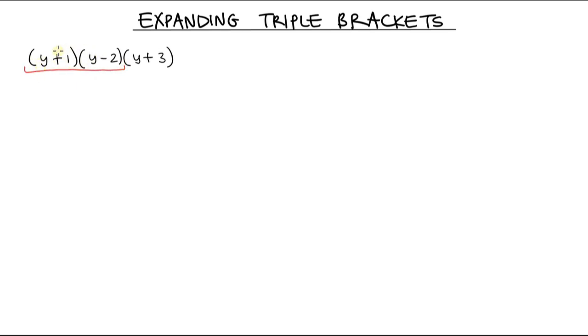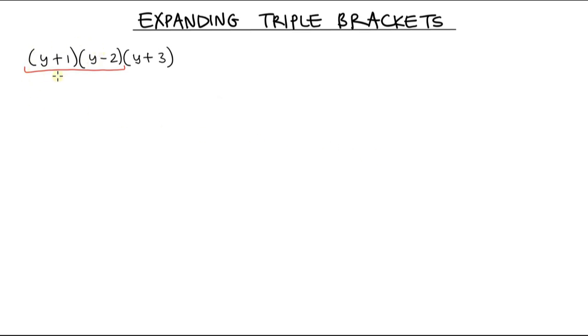So I'll just expand these 2 brackets, and then whatever I get on my answer, I will then multiply that with the final set of brackets. So you could pick the second and the third, you could pick the first and the third, but I just, for habit, I always pick the first and the second ones.